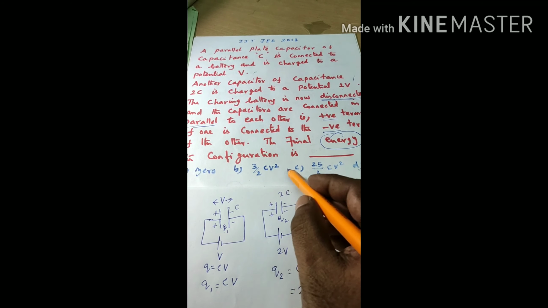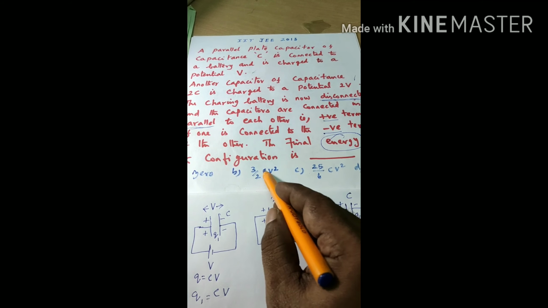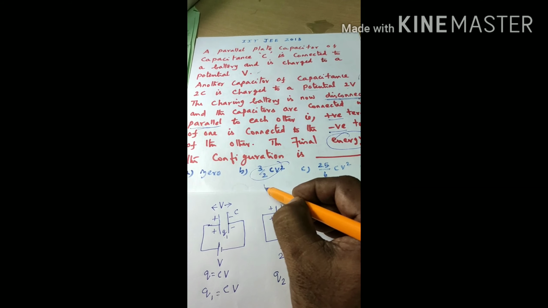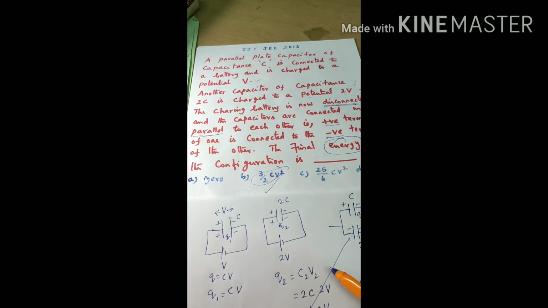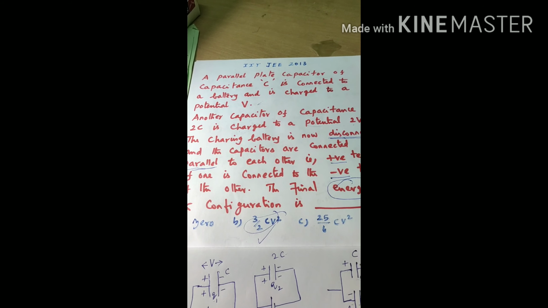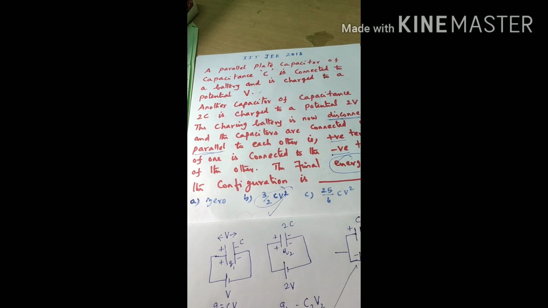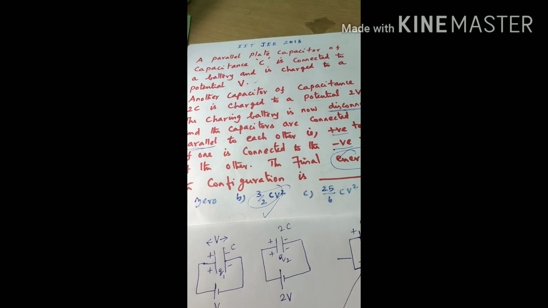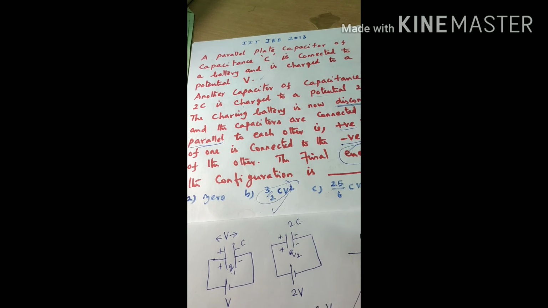Then which option is correct? The second option, 3 by 2 CV square, is the correct option. We found it correctly, and this question was asked in 2013. It's a very simple problem, but the only thing is we must understand the basic concepts.